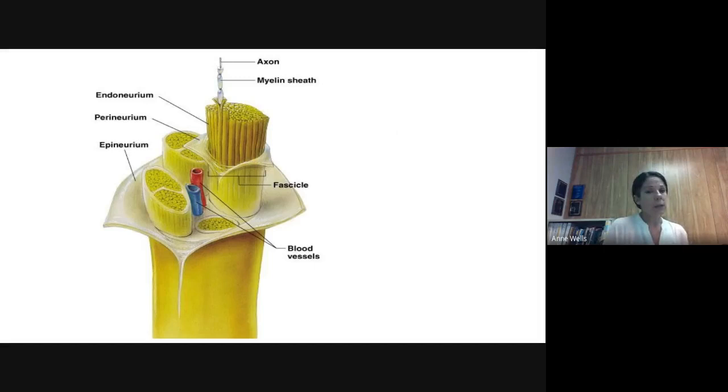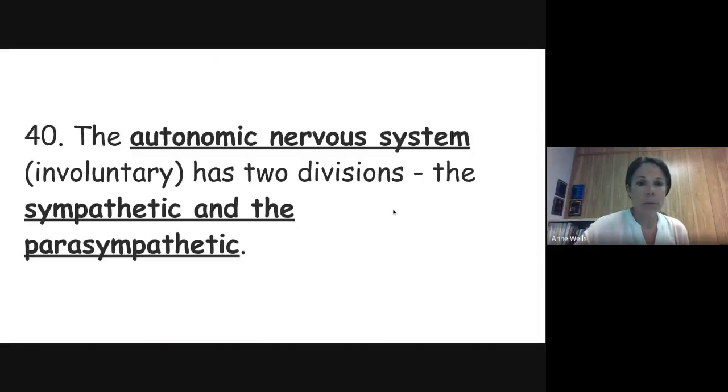So you really want to study this picture. This picture will help you understand all those terms that we just looked at for a nerve. So you can see all the different parts and how it finally ends up being just like one neuron where you see that axon. So really take time to study all the parts of this picture.